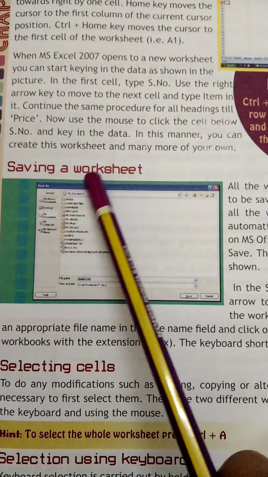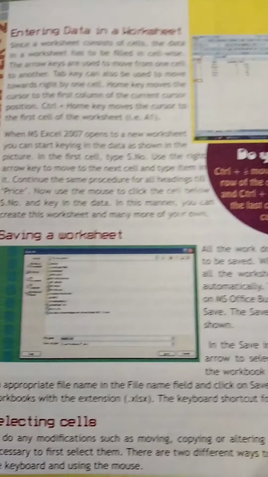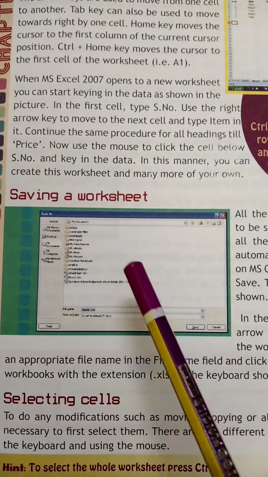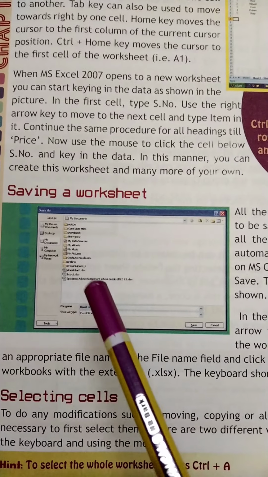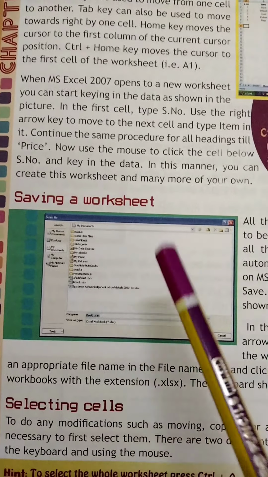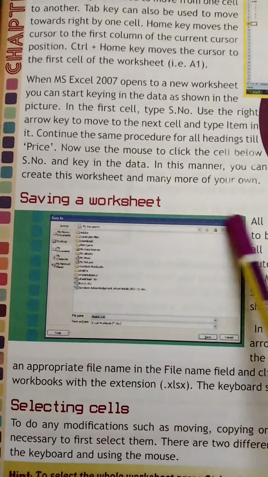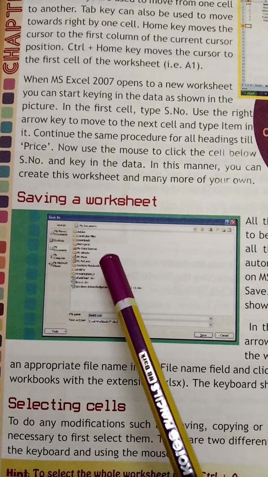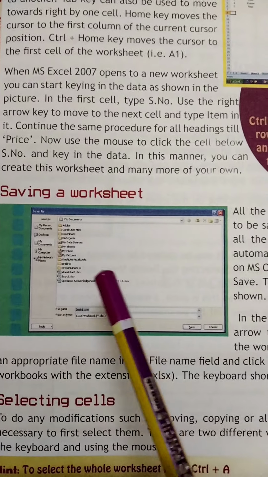Next topic is saving a worksheet. After all the work is done in the worksheet, we have to save it. If you want to save the worksheet, first we have to click on the MS Office button, then select the option Save. This dialog box will appear, and in that we have to select the folder in which we are going to save.